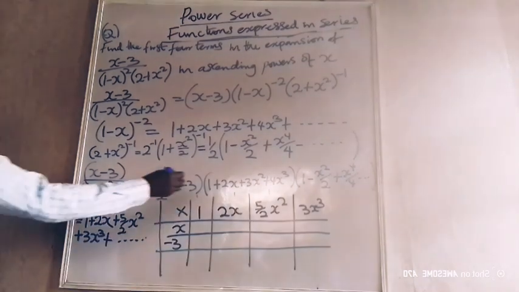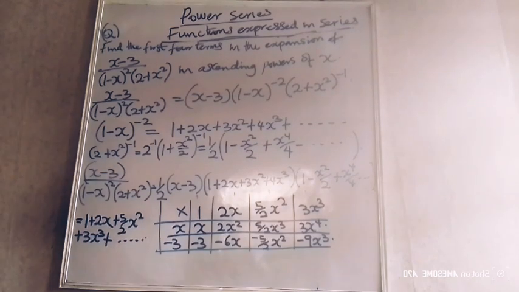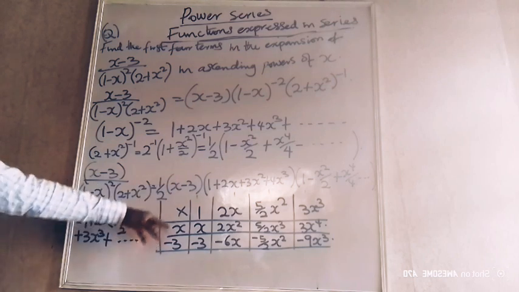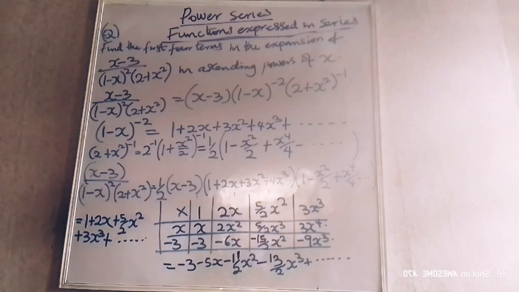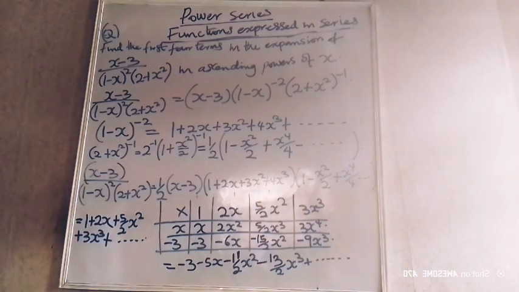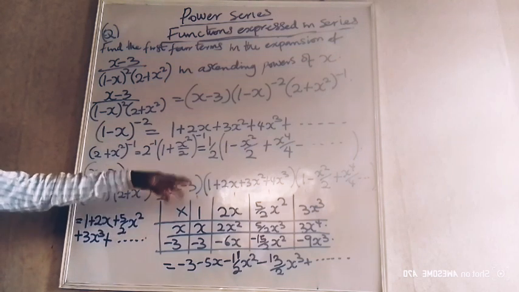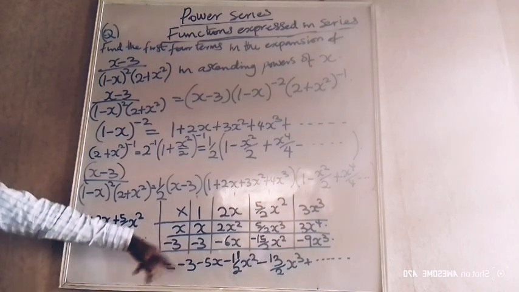So multiplying the last 2 with this first one, let's see what it will give us. Multiplying all the brackets out, leaving out the half, this is what it will give us. So let's collate the results. On multiplying out, I got minus 3 minus 5x minus 11 over 2 x squared minus 13 over 2 x cubed, and so on. But mind you, we still have the half that we have not used to multiply the results. So the total answer will be half of this answer.